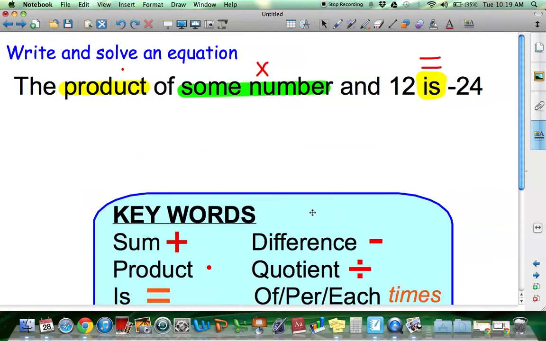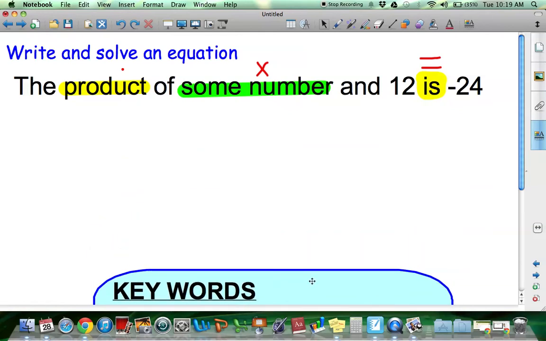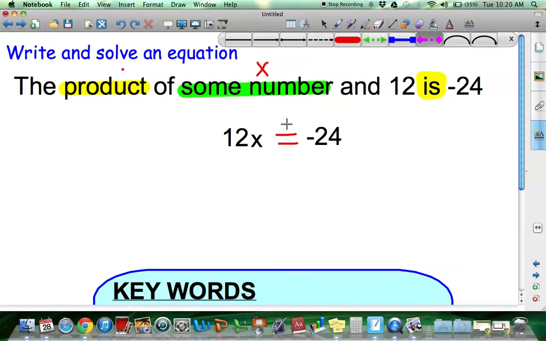So I'm going to put my keywords away here, and I'm going to try to translate this. I'm just going to go right in order. So I know we're talking about product, so we're multiplying something. It looks like we're multiplying a variable with 12. Okay, so it's customary to write the number first. And that's going to be equal, so I'm just going to transfer my equal sign down here. It's going to be equal to negative 24. That looks like a pretty good equation. 12x equals negative 24.